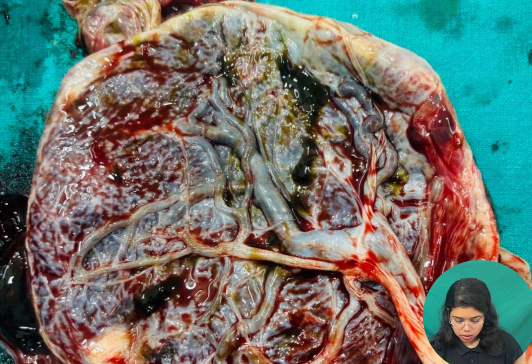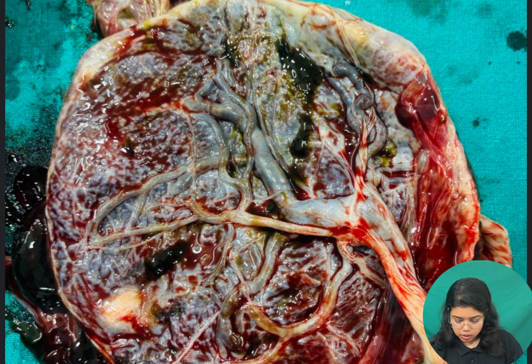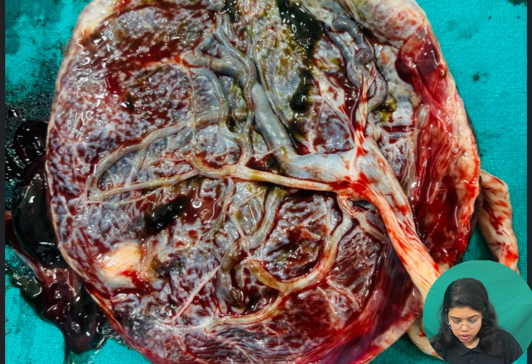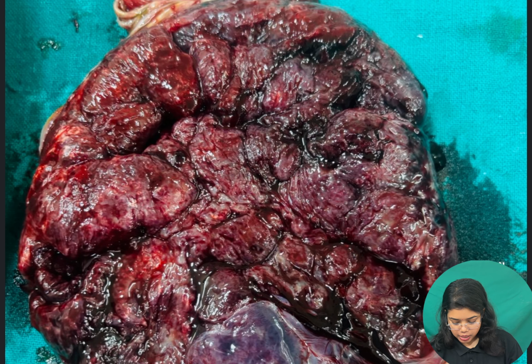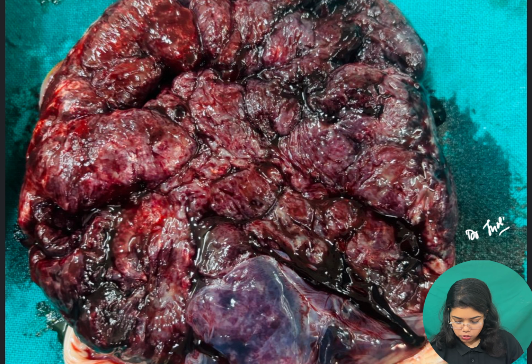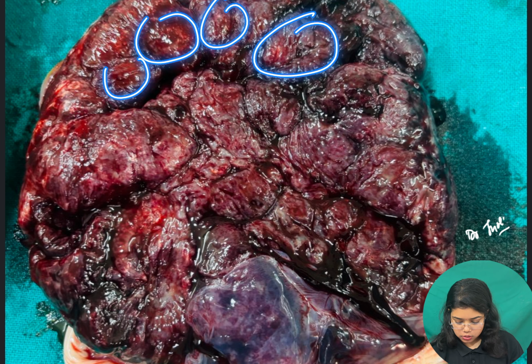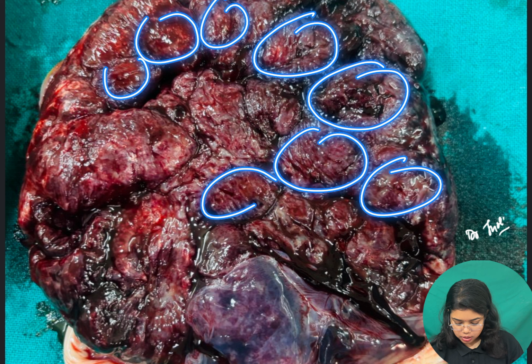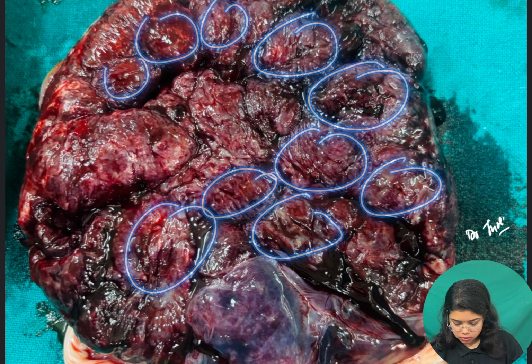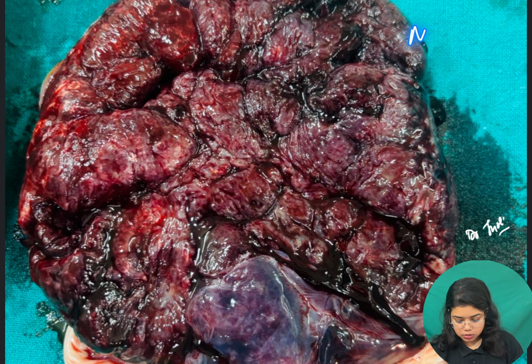See, two surfaces I'll be showing. This is one surface and this is another surface. So what is this surface? This is the rough and dull surface, and these are the cotyledons. So this is the maternal surface.